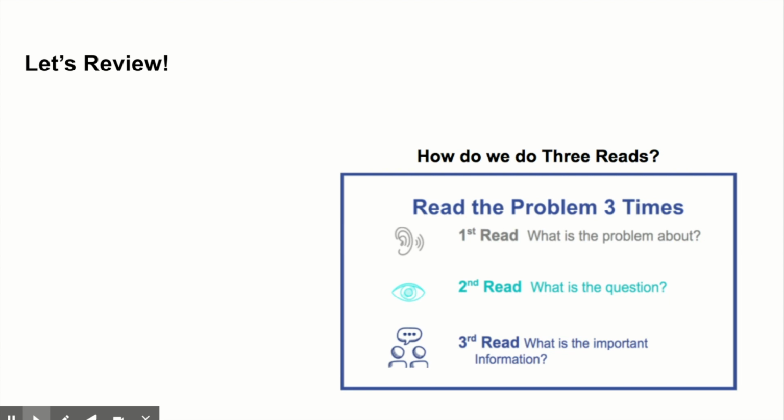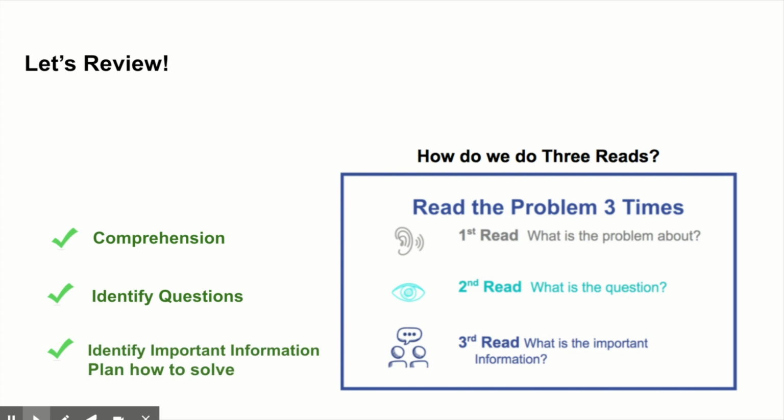Let's review. How do we do the 3-read strategy? The first time we're reading for comprehension, so we're thinking, what is the problem about? The second time, we are asking ourselves, what is the question in the word problem, or creating possible questions. And during the third read, we are identifying important information in the word problem that will help us solve it, as well as planning how we're going to solve it.